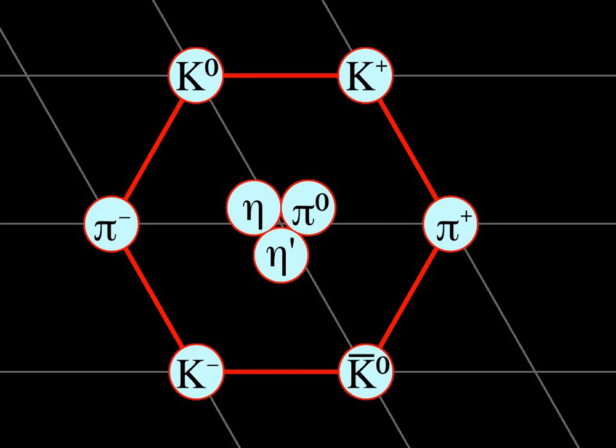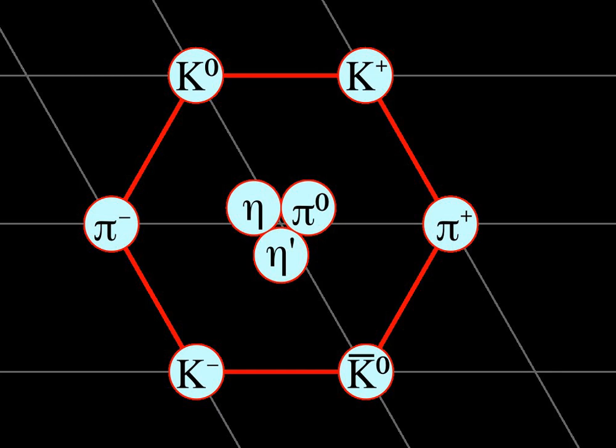Topic: C-parity. C-parity is only defined for mesons that are their own antiparticle, i.e. neutral mesons. It represents whether or not the wave function of the meson remains the same under the interchange of their quark with their antiquark.